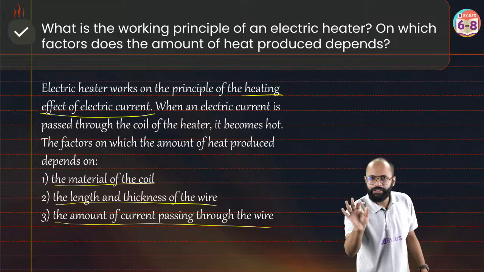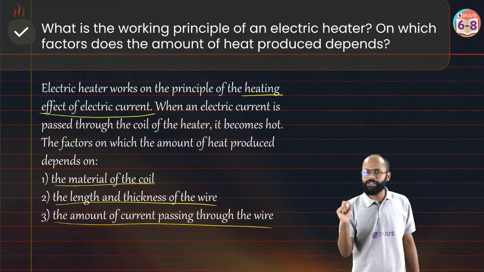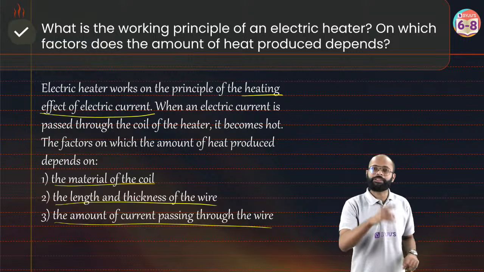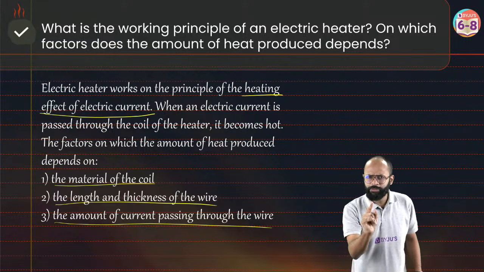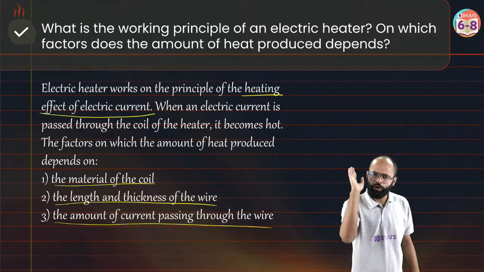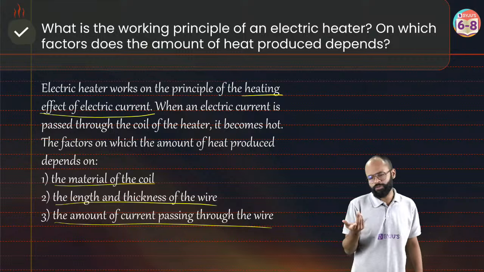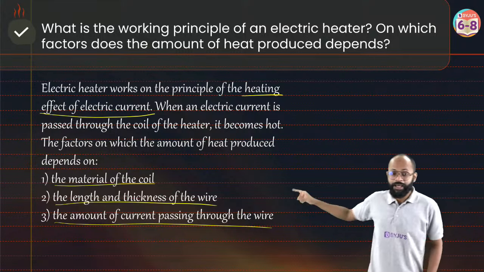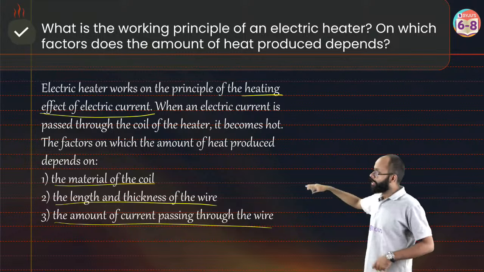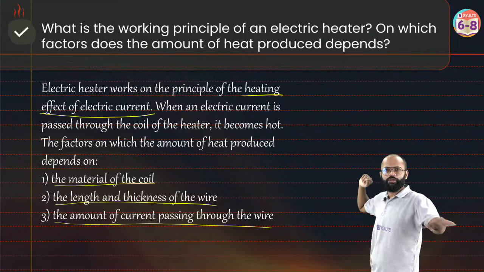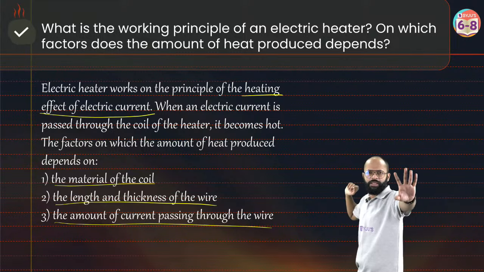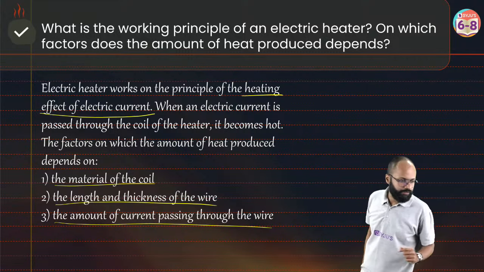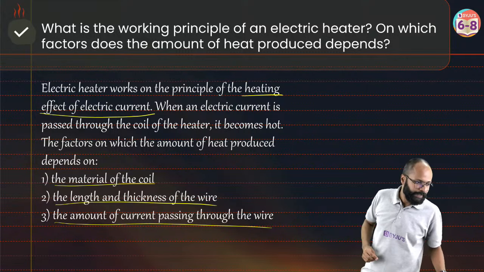Is this method clear? See, throughout these questions, everybody knows the answer. There is no one who wouldn't know the answer. Was there any question so far where you did not know the answer? Apart from the first numerical, maybe. You know the answer. It's all about how to present it. I am telling you how to present your answer. Underline heating effect of electric current. You are sorted, your marks are secure. After that, when you are writing factors, use the point to point method. Fine. Crystal clear.